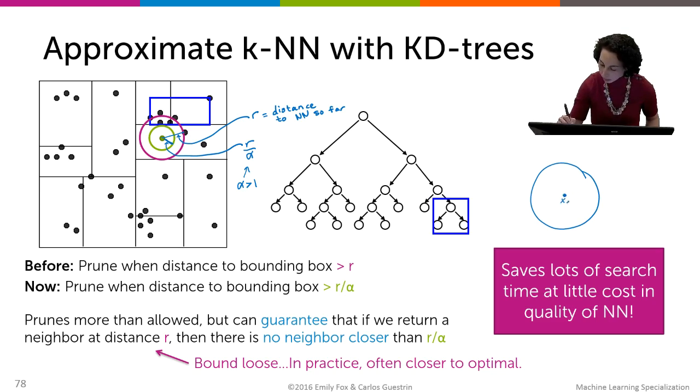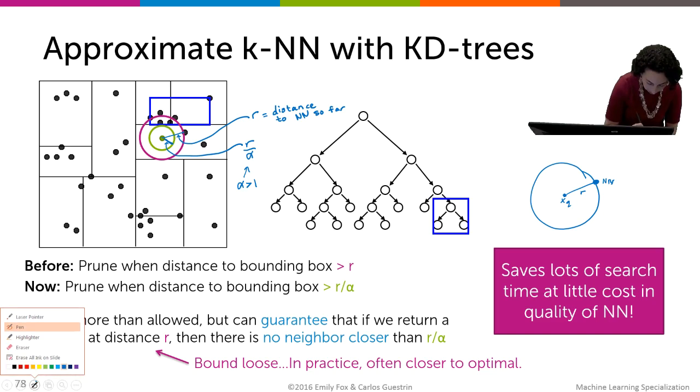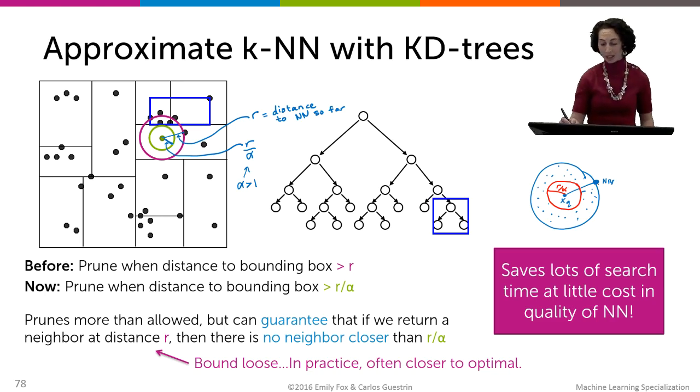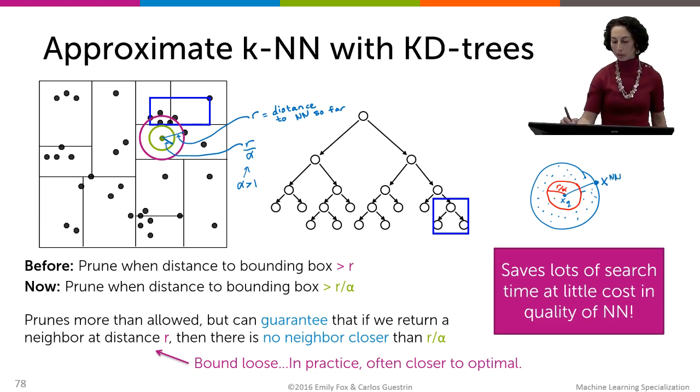So what we're saying here is, let's say this is our query point, XQ, this is our distance R, this is the nearest neighbor that we're going to return. If this is R over alpha, then we know that there could be points here. So these would all be data points that were actually closer than the nearest neighbor that we returned. But we know that there's no points within this box. Otherwise, we would have found them, and that would have been our distance to the nearest neighbor. And we're pruning all other things that fall further from that.